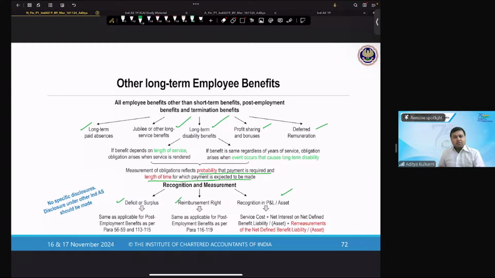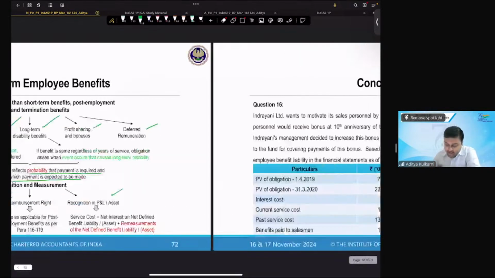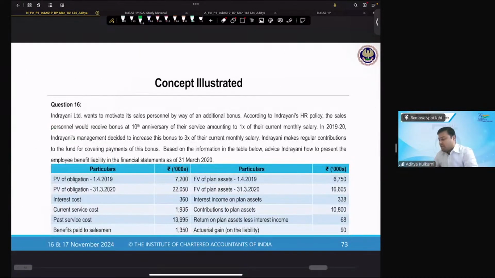No doubts, so nothing has changed. Let us look at a question. See, in your institute's material, I don't think you will have a question on what you say. You will not have a question on long-term employee benefits. I'm just seeing the study module, whether anything has come newly, but no, there is no new question as such.